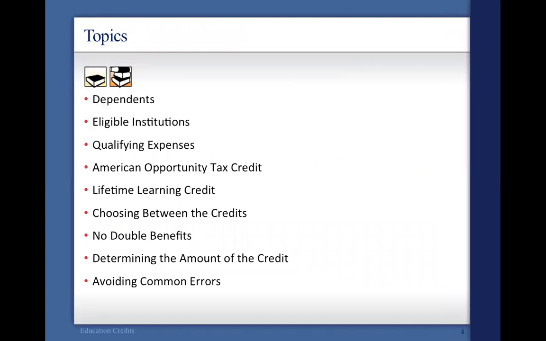So the majority of what we're going to talk about today is the American Opportunity Credit and the Lifetime Learning Credit, and how to choose between the two of them. Those are the majority of credits for education that people qualify for.